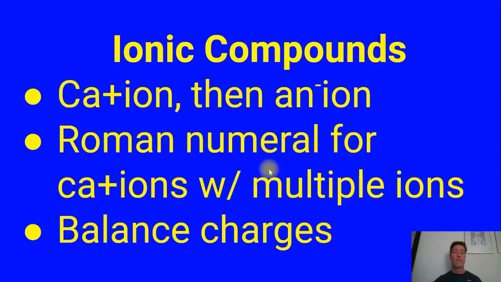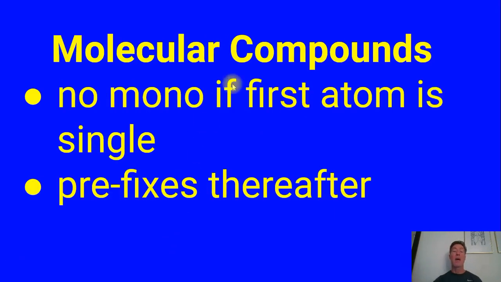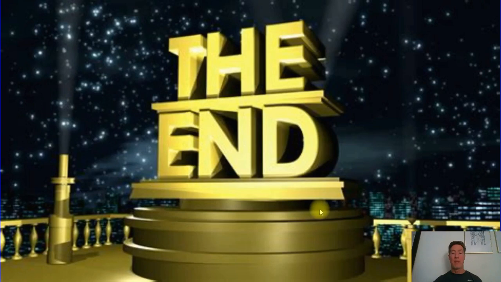Easy peasy. Okay, quick summary. Ionic compounds: cation, anion, Roman numeral if it's one with multiple charges, balance the charges. So cation, anion, Roman numeral if necessary, balance the charges. Molecular compounds: no mono if the first atom is single, and then go crazy with prefixes after that. Thank you for your attention.